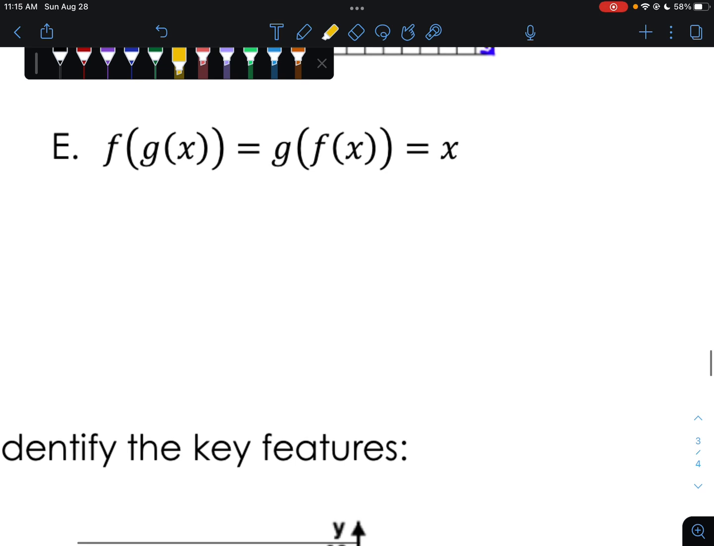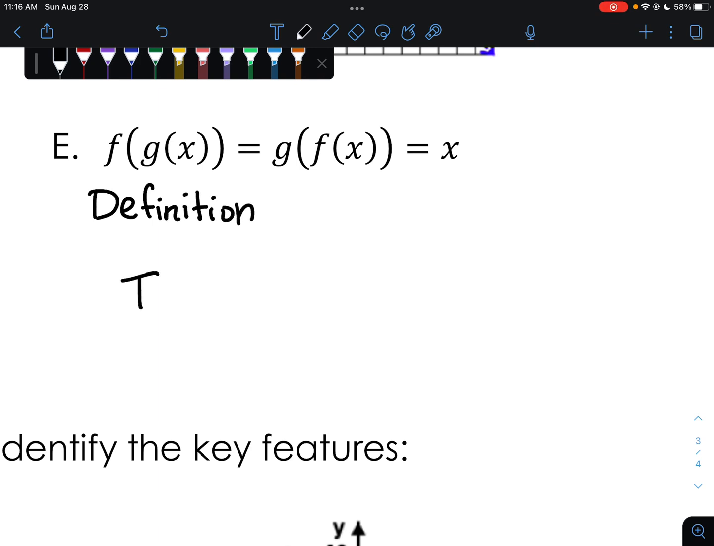Okay, if I look at E, it says the composition of f of g of x is equal to the composition of g of f of x, and that equals x. That is the definition of inverses. So this is an example of something that would be an inverse, because it's the definition.